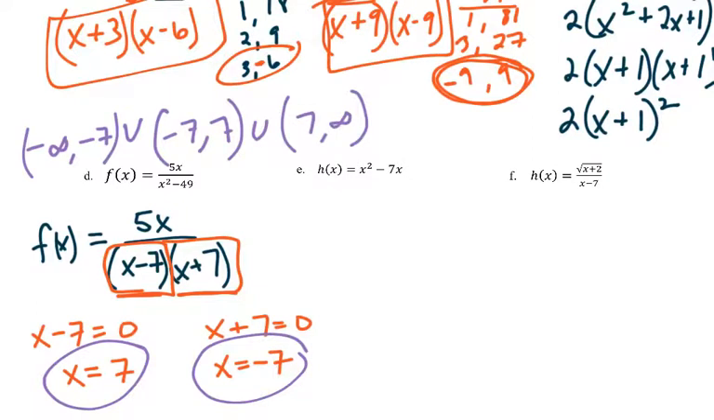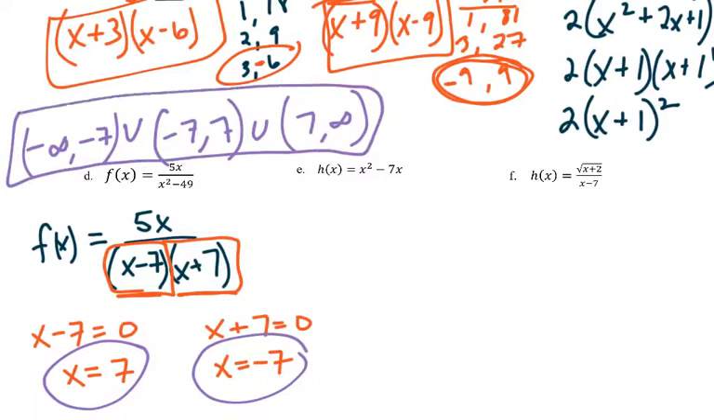Now notice that I use curved parentheses and not brackets, because 7 is not included, and -7 is not included in our domain for this function. So this, boxed in purple, is our domain for example D.